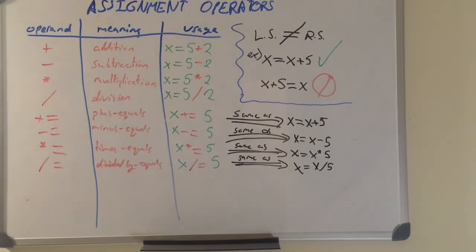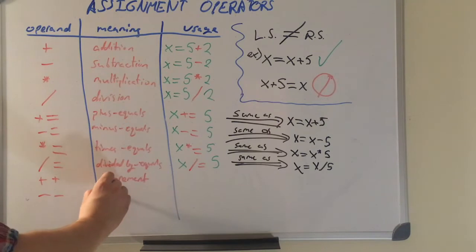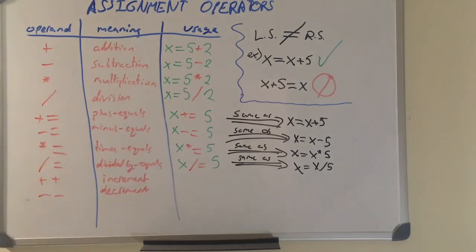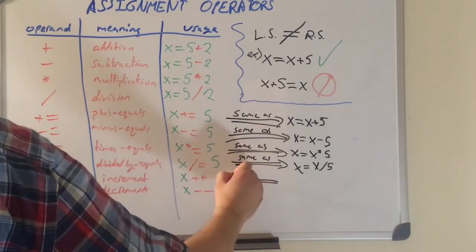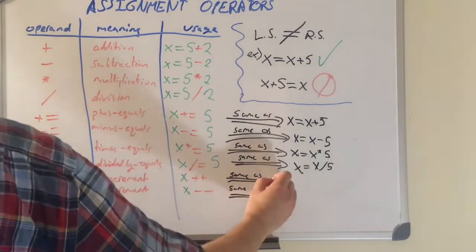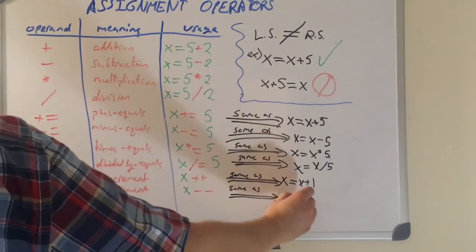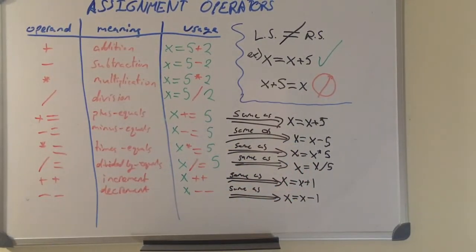Another couple of useful operators are ++ and --, which are called increment and decrement operators respectively. These will add 1 or subtract 1 from a variable respectively. If x = 5, then the expression x++ will change the value of x from 5 to 6.